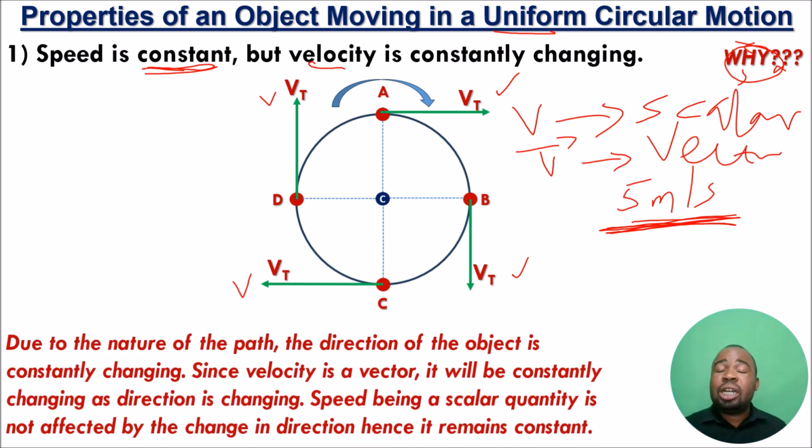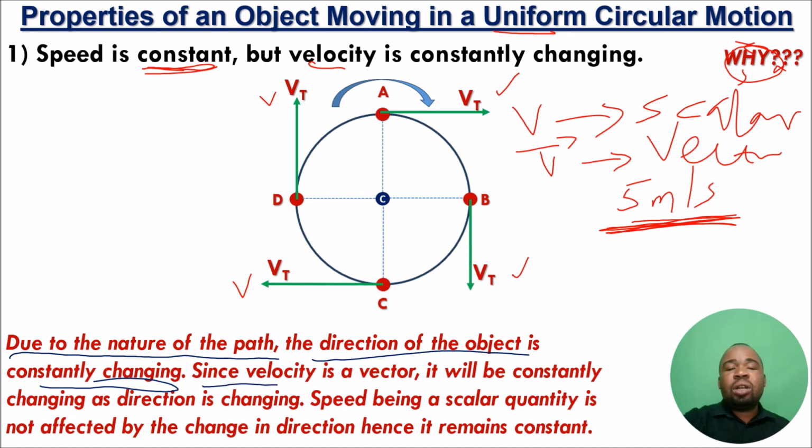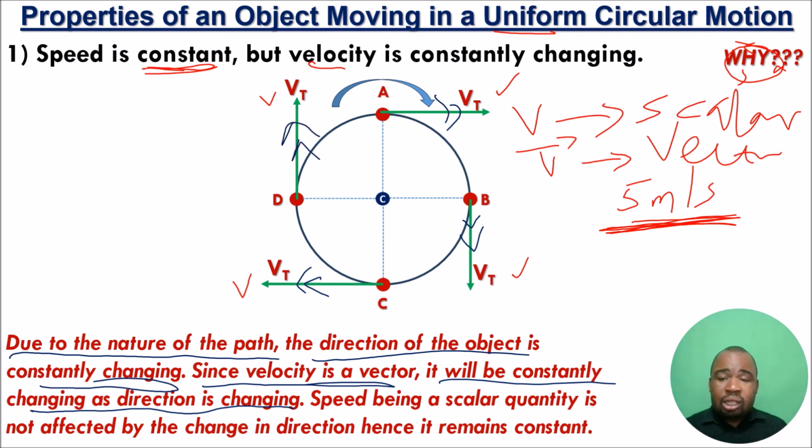So in an exam situation, if you have to explain why the speed is constant but the velocity is constantly changing, you come to a point of saying, due to the nature of the path, the direction of the object is constantly changing. And since velocity is a vector, it will be constantly changing as direction is changing. At one point, that was the direction of velocity. On the next point, this is the direction of velocity. On the next point, this is the direction of velocity. And this is the direction of the velocity at the other point. Why is this so? Because of the nature of the path.